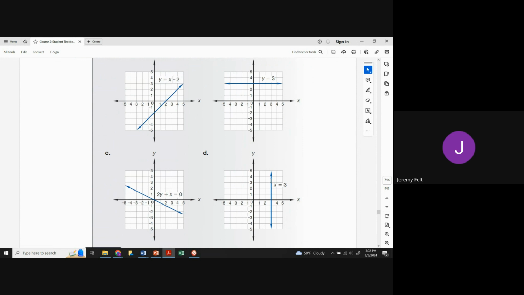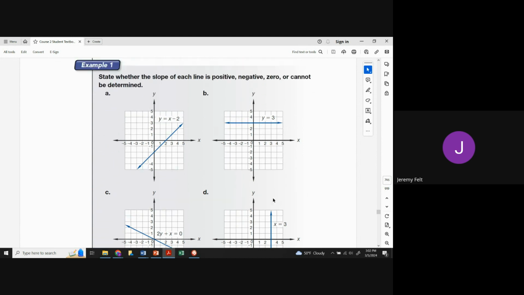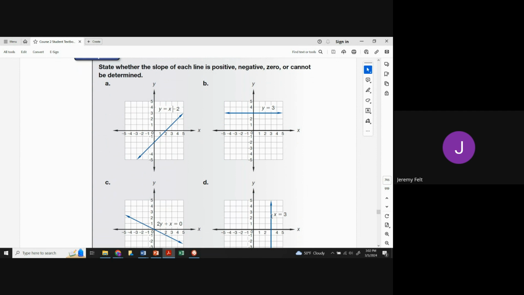This one is actually not a function because it doesn't pass the vertical line test, because it is a vertical line. So x equals 3. This one is undefined, or what we would say we cannot determine what the slope of this is. This one would actually give us a rise of 4, for example, and a run of 0. Well, 4 divided by 0, rise over run, ends up we're dividing by 0, which we cannot do, so it's undefined.